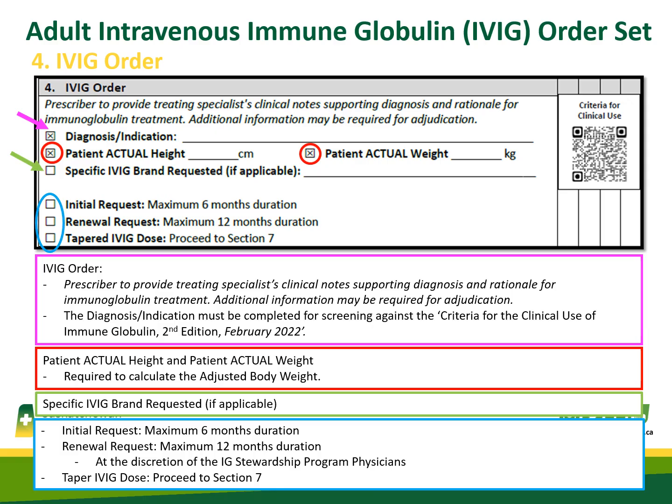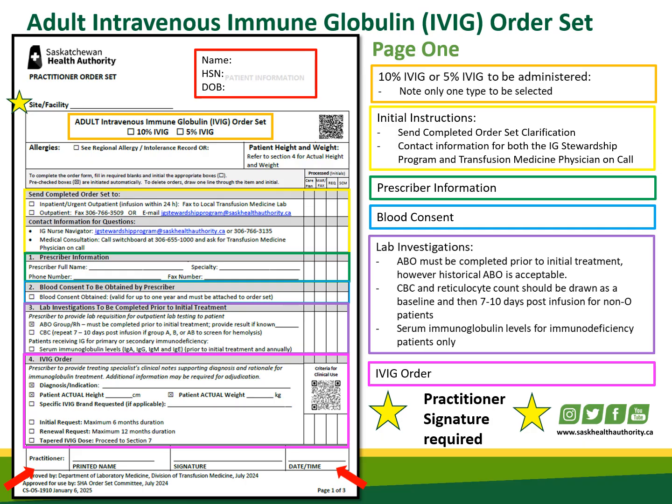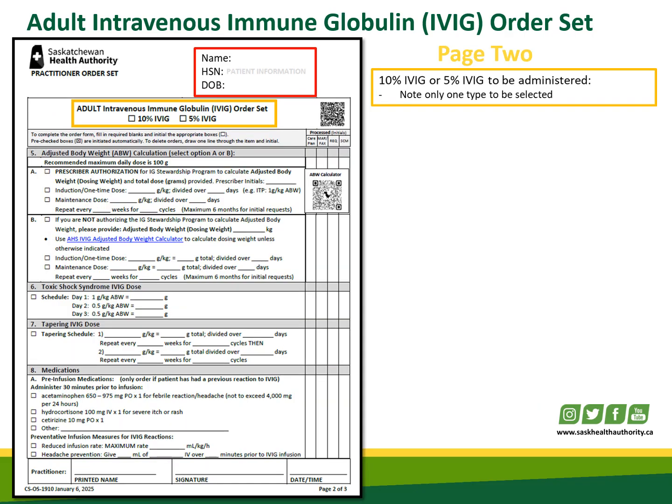What our IG stewardship program does is, us nurses, we follow the patient while they're in hospital and note how many doses they receive in their schedule while they're an inpatient. And we notify the infusion clinics that they've received those doses and let them know how many doses they have left in their current outpatient order. And then continue the renewal process as we usually do. And then, of course, all 3 pages of the order set need to be signed and dated by the MRP ordering IVIG.